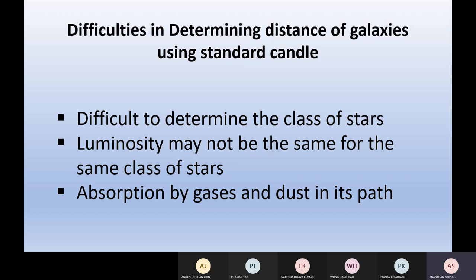Luminosity, yes, we assume all the stars have the same luminosity, but in reality, not necessarily the same. So the luminosity value has uncertainty. Flux also has a problem, because the light we receive might be absorbed by some gas and dust in between. All this uncertainty affects the distance they measure. So as usual, the distance they got is actually an approximate value with our current technology. So this is the difficulty in measuring by using a standard candle.